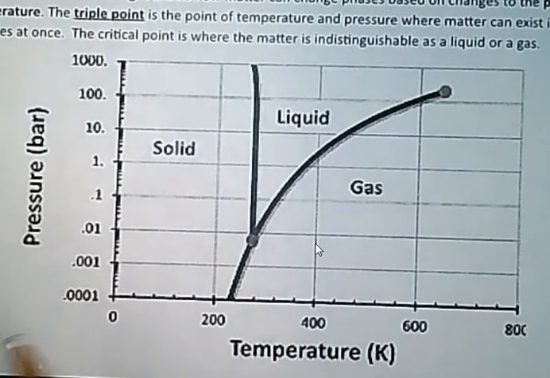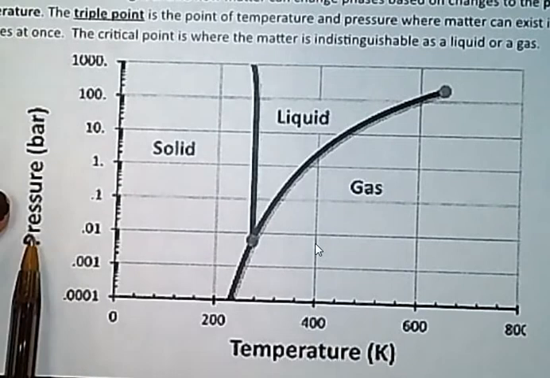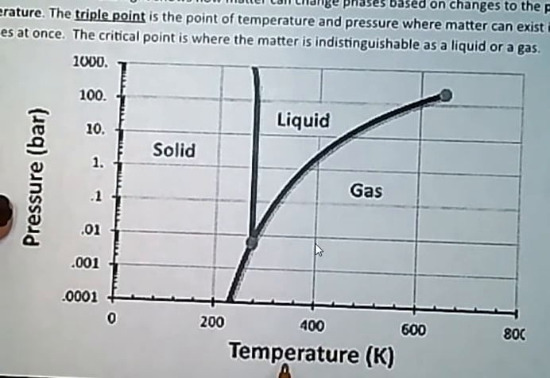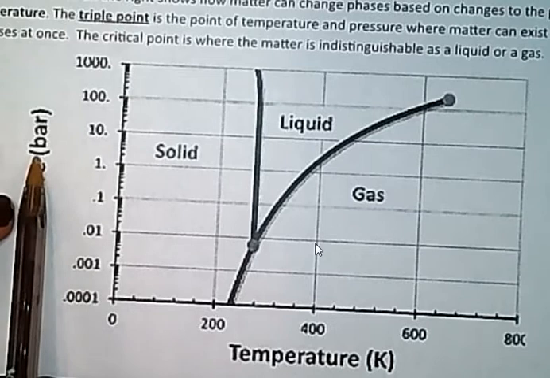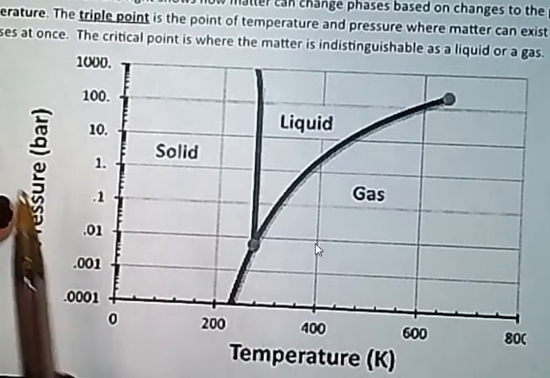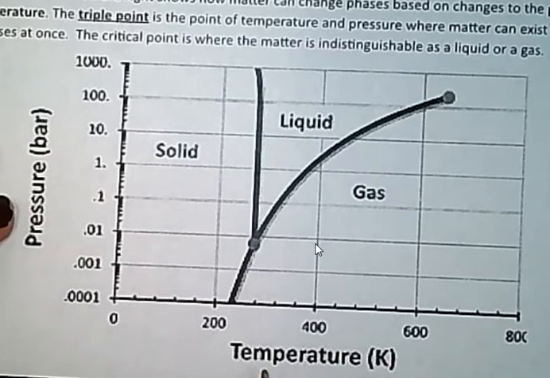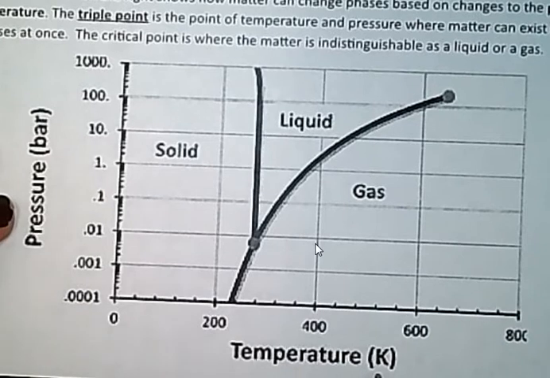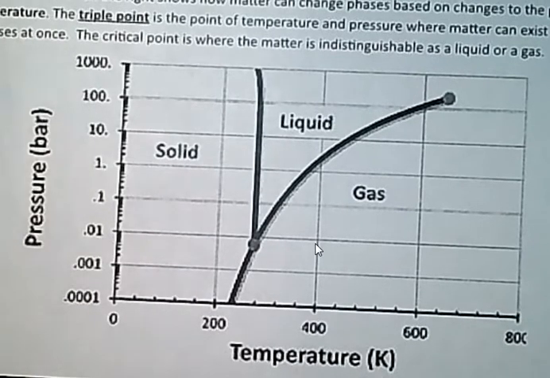So this is really just graph reading. We look here, we have pressure and we have temperature. This is in bars of pressure. Sometimes that's atmospheres of pressure. This here is in Kelvin. Sometimes it will be in Celsius. So most of the time Celsius, but sometimes Kelvin. Kelvin's just a different temperature scale.